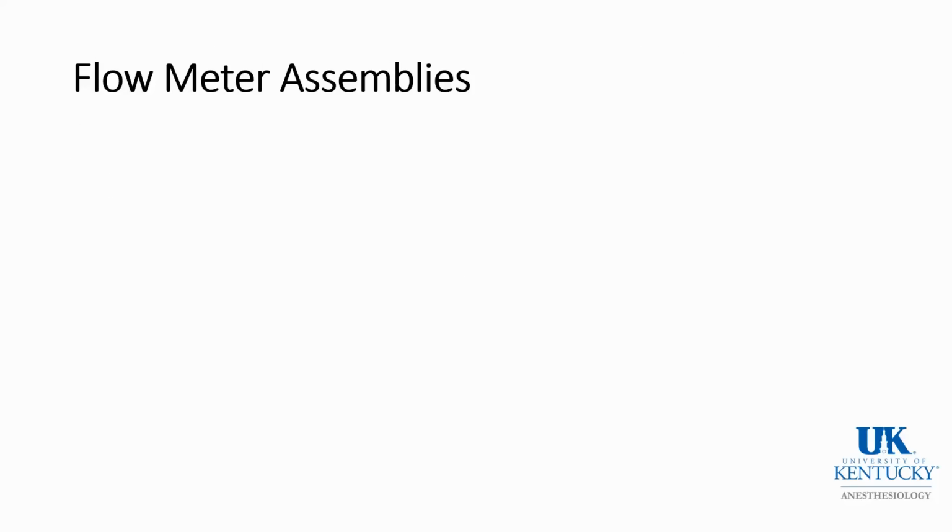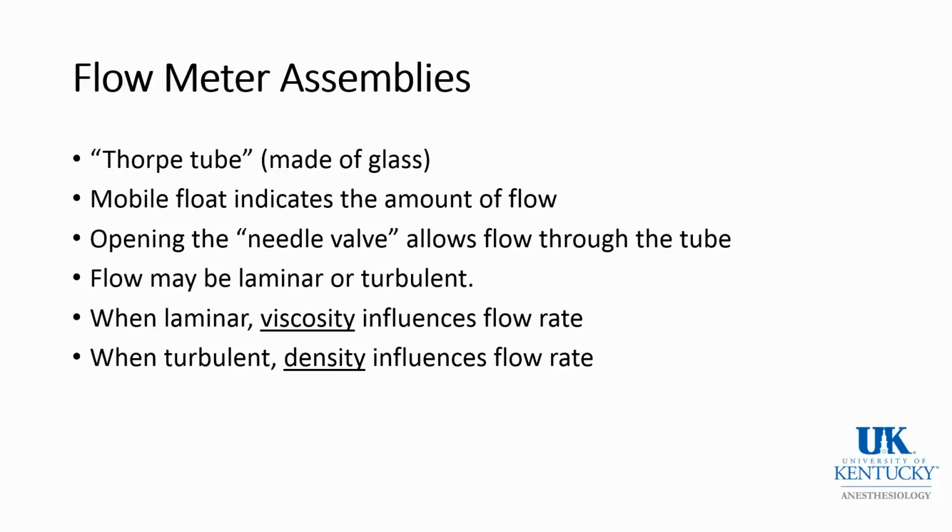Flow meter assemblies. All the machines in our department have glass tubes, and the flow meter is called a Thorpe tube. It's made of glass and has a mobile float indicating the amount of flow. Opening the needle valve allows flow through the tube. Flow may be laminar or turbulent. When laminar, viscosity does influence flow rate. When it's turbulent, density is the main physical characteristic of the gas which influences flow rate. So accuracy can be affected by laminar or turbulent flow.